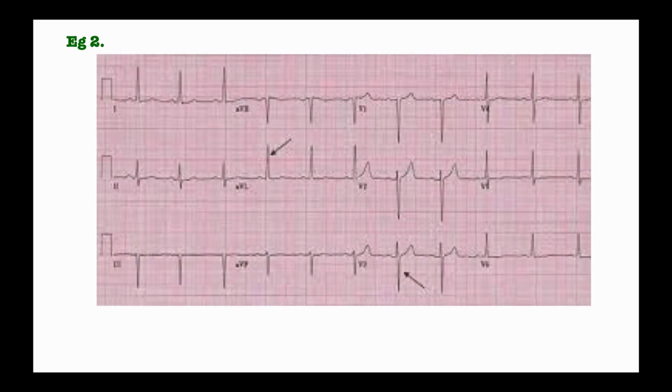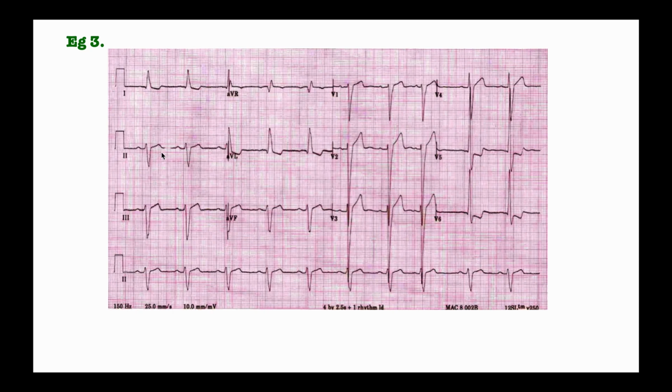Then in this example, let's count. This one is a bit blurred, but let's see. We have 5, 10, 15, 20. So this is aVL, and here is V3. We have 5, 10, 15. So how much do we get? The R wave in aVL gives us 16, and the S wave in V3 gives us 20. So in all, we are getting 36 millimeters, which points to left ventricular hypertrophy.